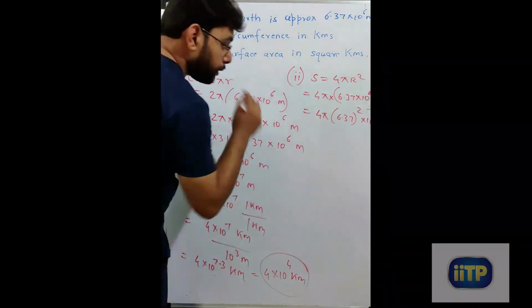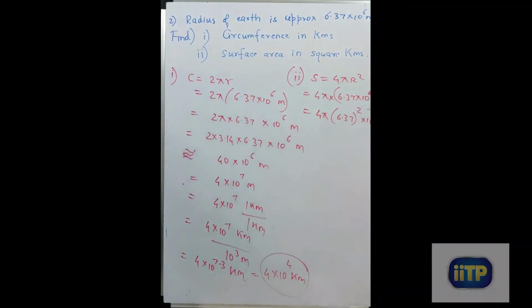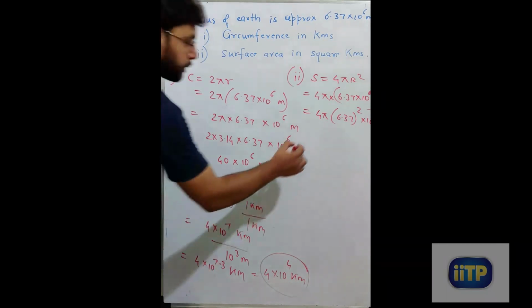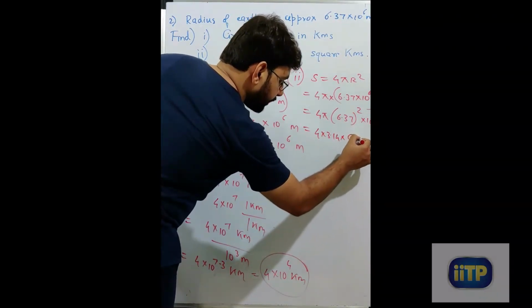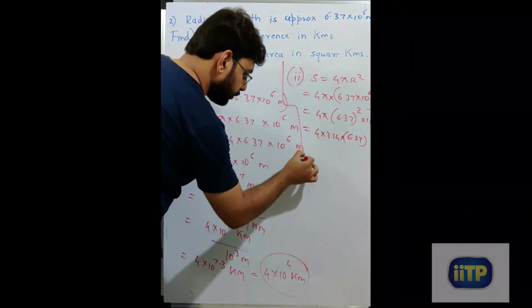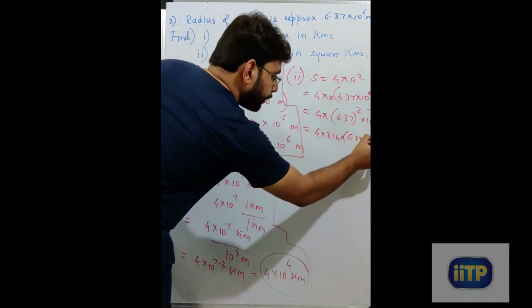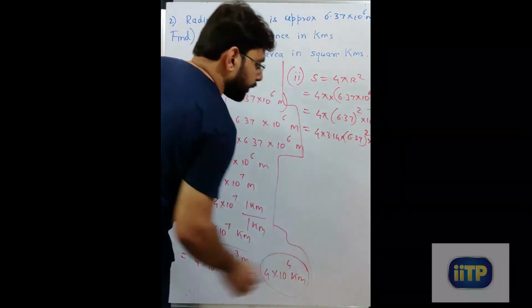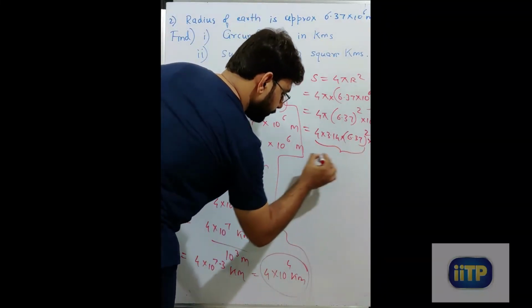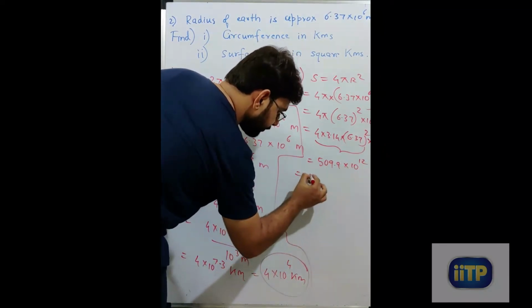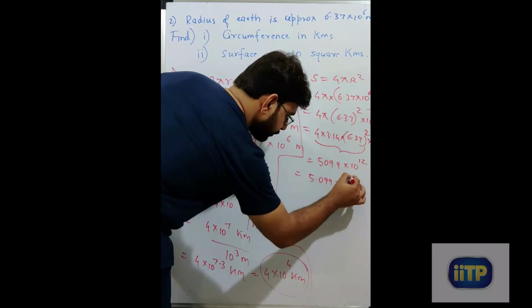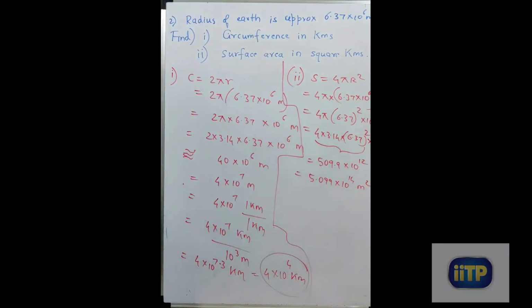So this will give you 4 into 3.14 into 6.37 square into 10 raised to 12. So if you calculate this, you will get 509.9 into 10 raised to 12. This is 5.099 into 10 raised to 14 meters square. Please see.